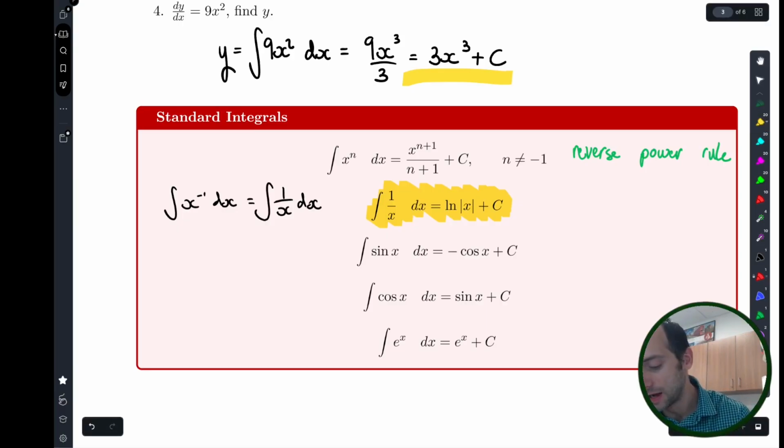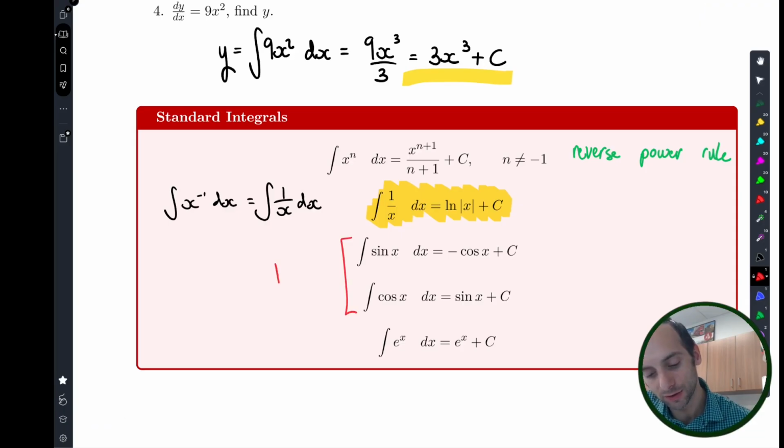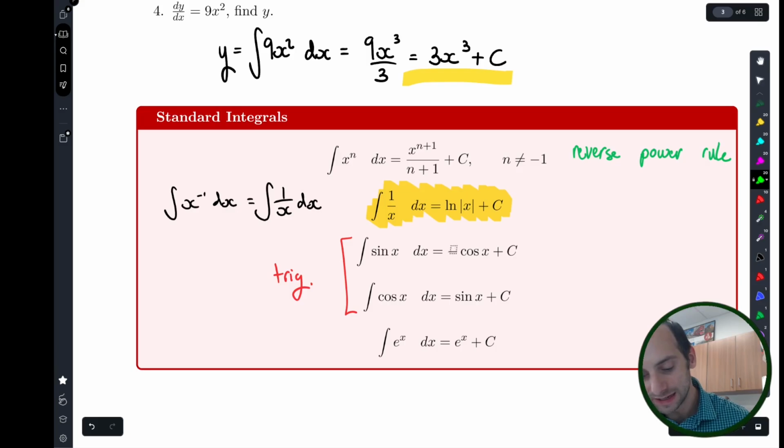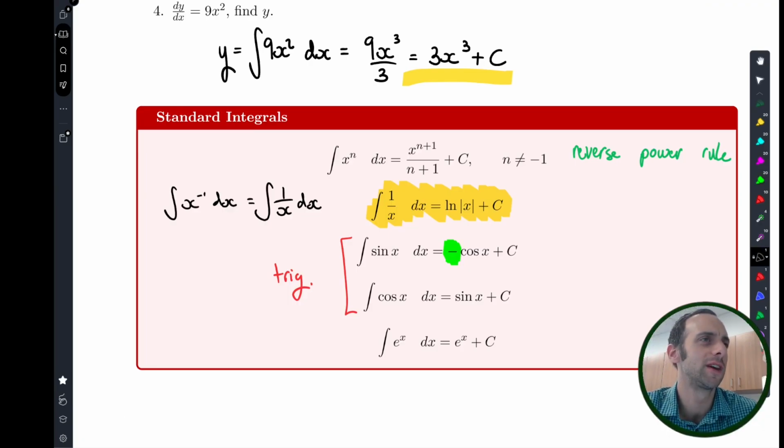Okay? After that, we get two trig integrals. Okay, so we're told that the integral of sine x is negative cosine x. Watch out for that negative. That's going to trip you up if you forget it and make your problem harder. And then finally, the integral of cosine x is sine x, obviously with the plus c's.